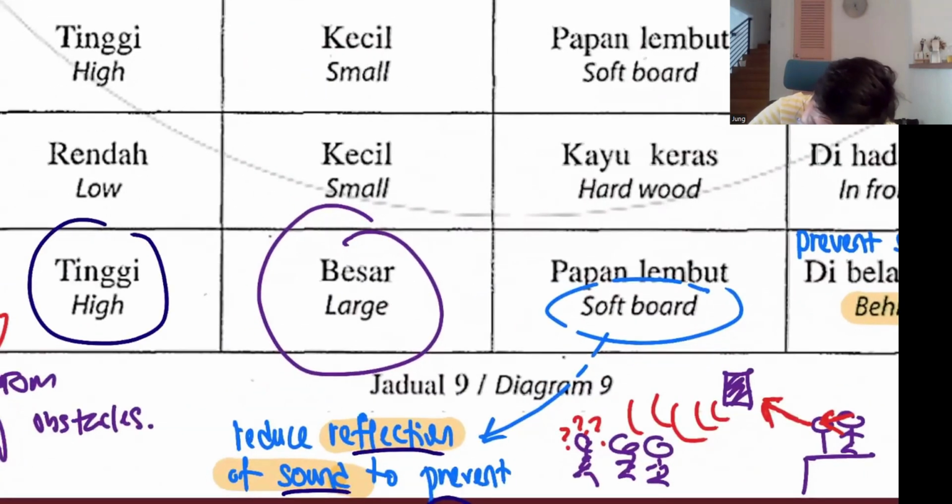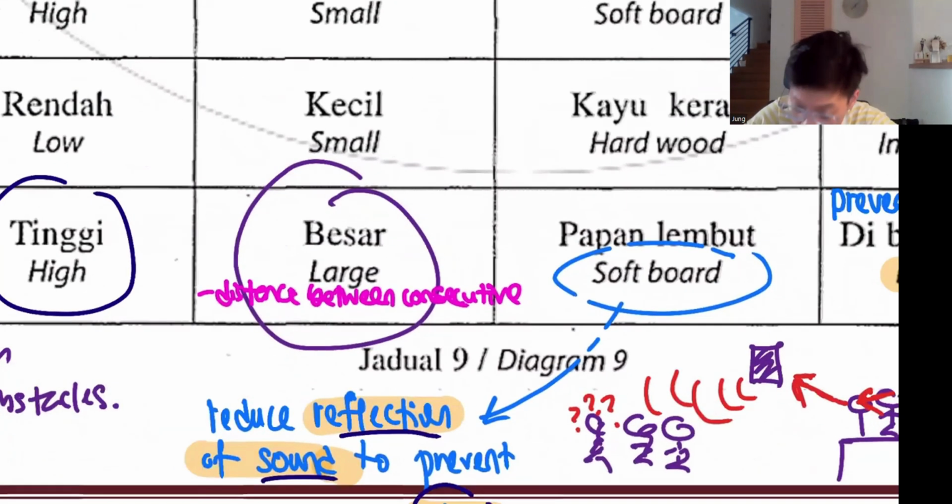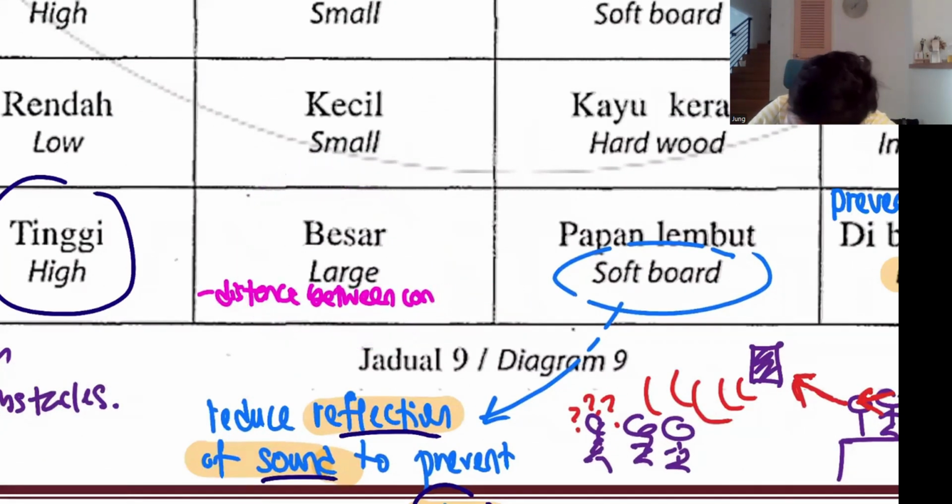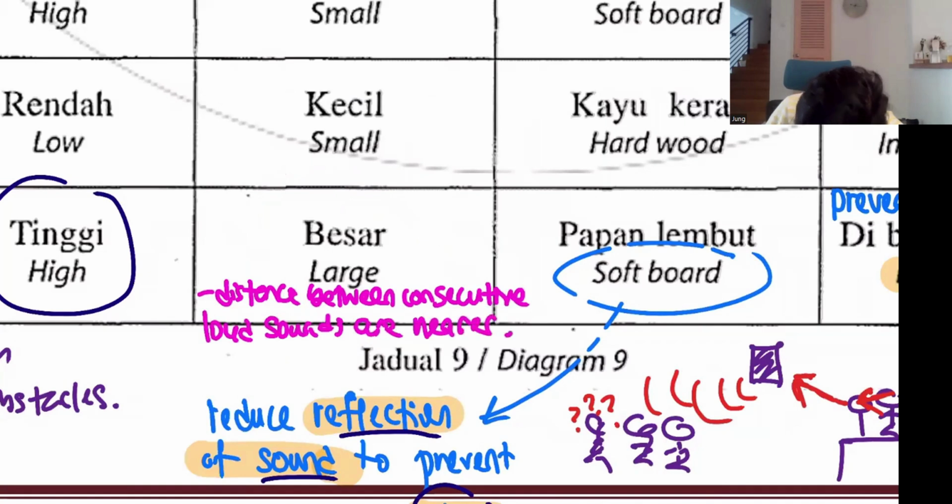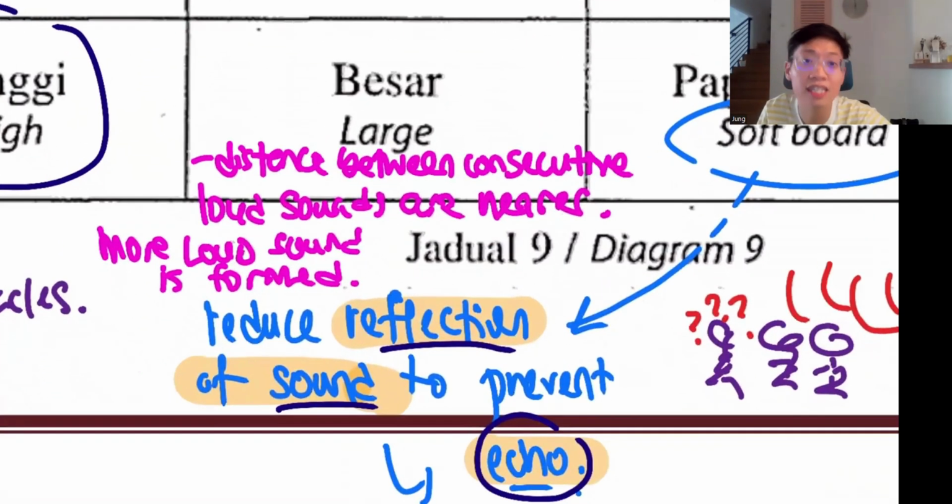So here how to explain. Okay, we want this to be larger so that the distance between consecutive loud sounds are nearer so that more loud sound is formed. Okay, distance between consecutive loud sounds are nearer so that more loud sounds are formed.